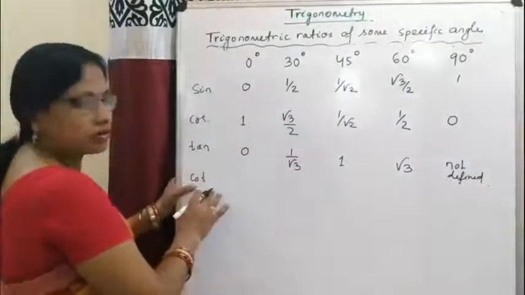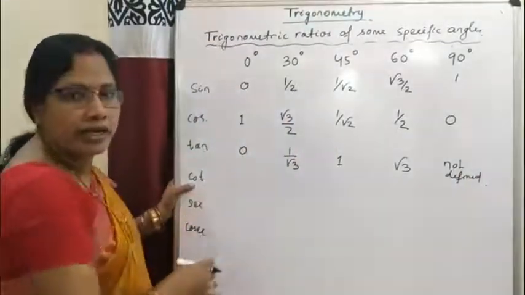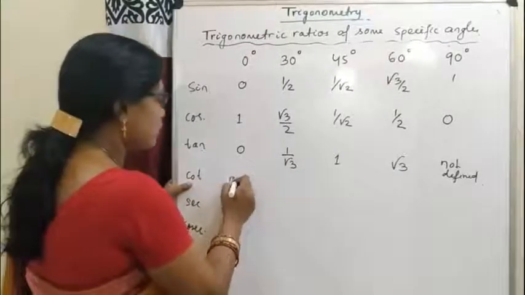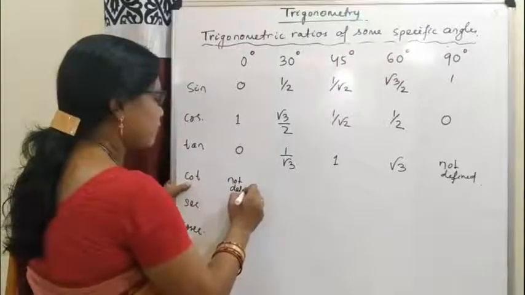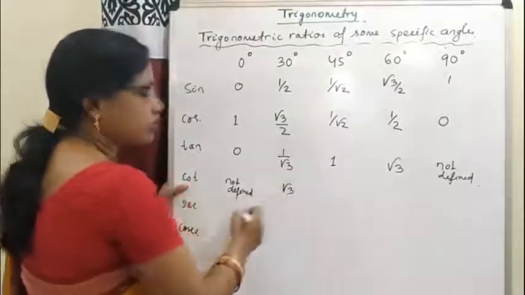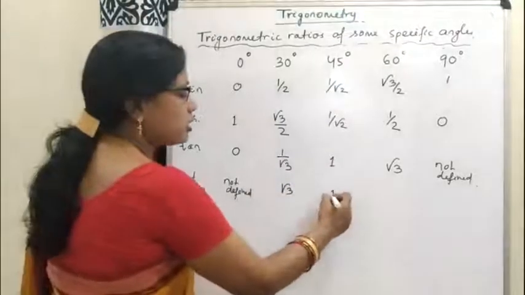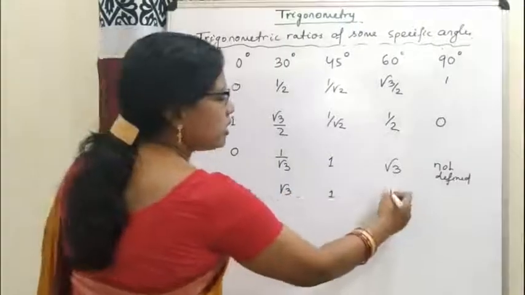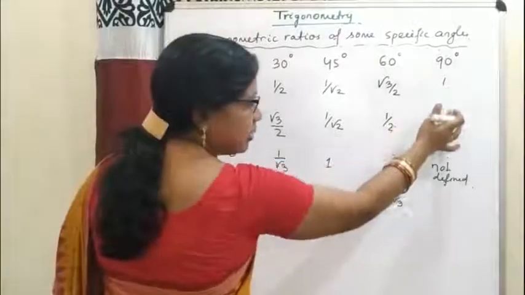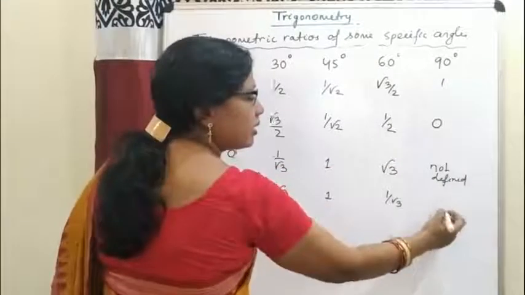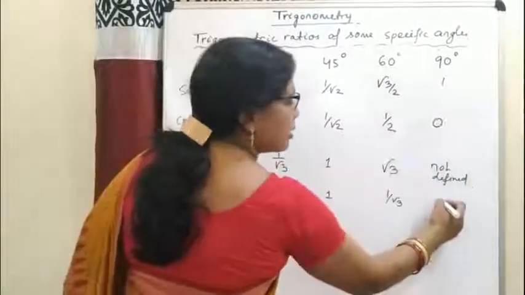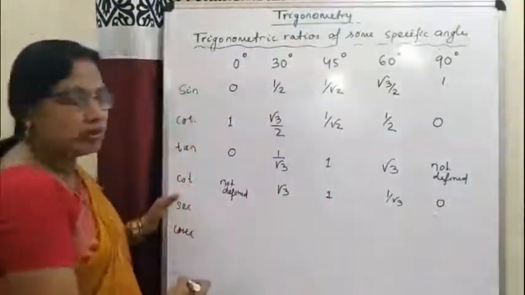Again cot 0 is 1 by tan 0. As we know, cot theta is equal to 1 by tan theta. So 1 by 0, this is not defined. Then this is 1 by root 3, so this is equal to root 3. So this is 1. Then cot 60 is 1 by root 3. And cot 90 is cos 90 by sine 90, so 0 by 1 is equal to 0.